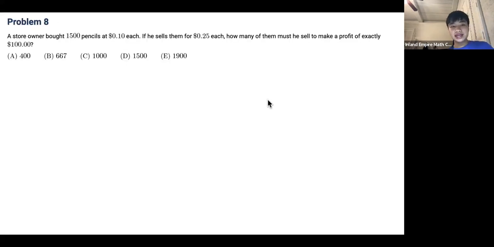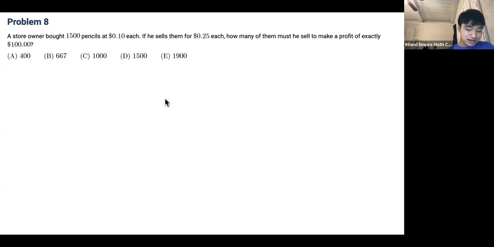So problem 8 is kind of interesting. A lot of people said that it was B. However, I've actually neglected to notice something here. So the store owner bought 1,500 pencils at 10 cents each, right? So what this means is that 1,500 pencils at 10 cents each.